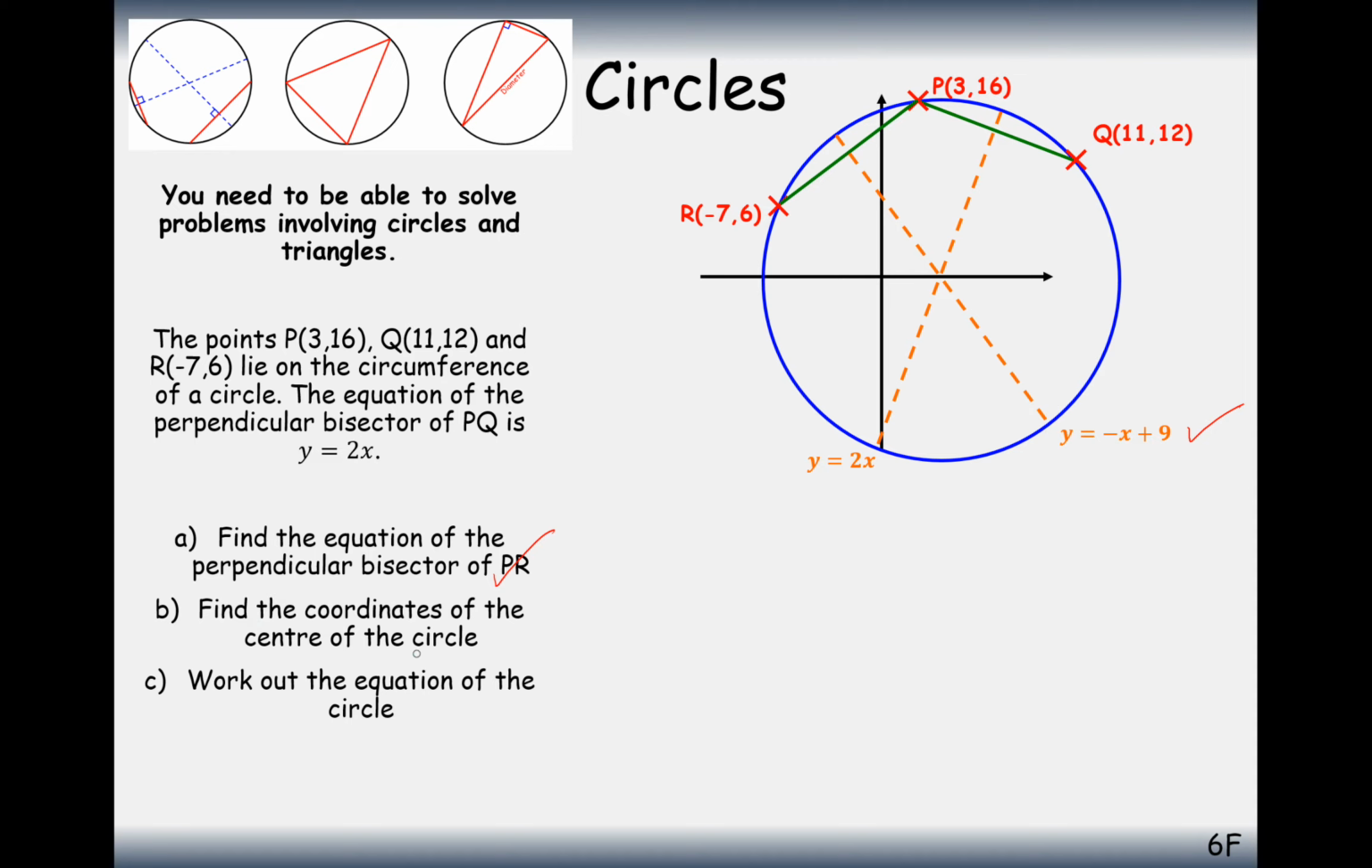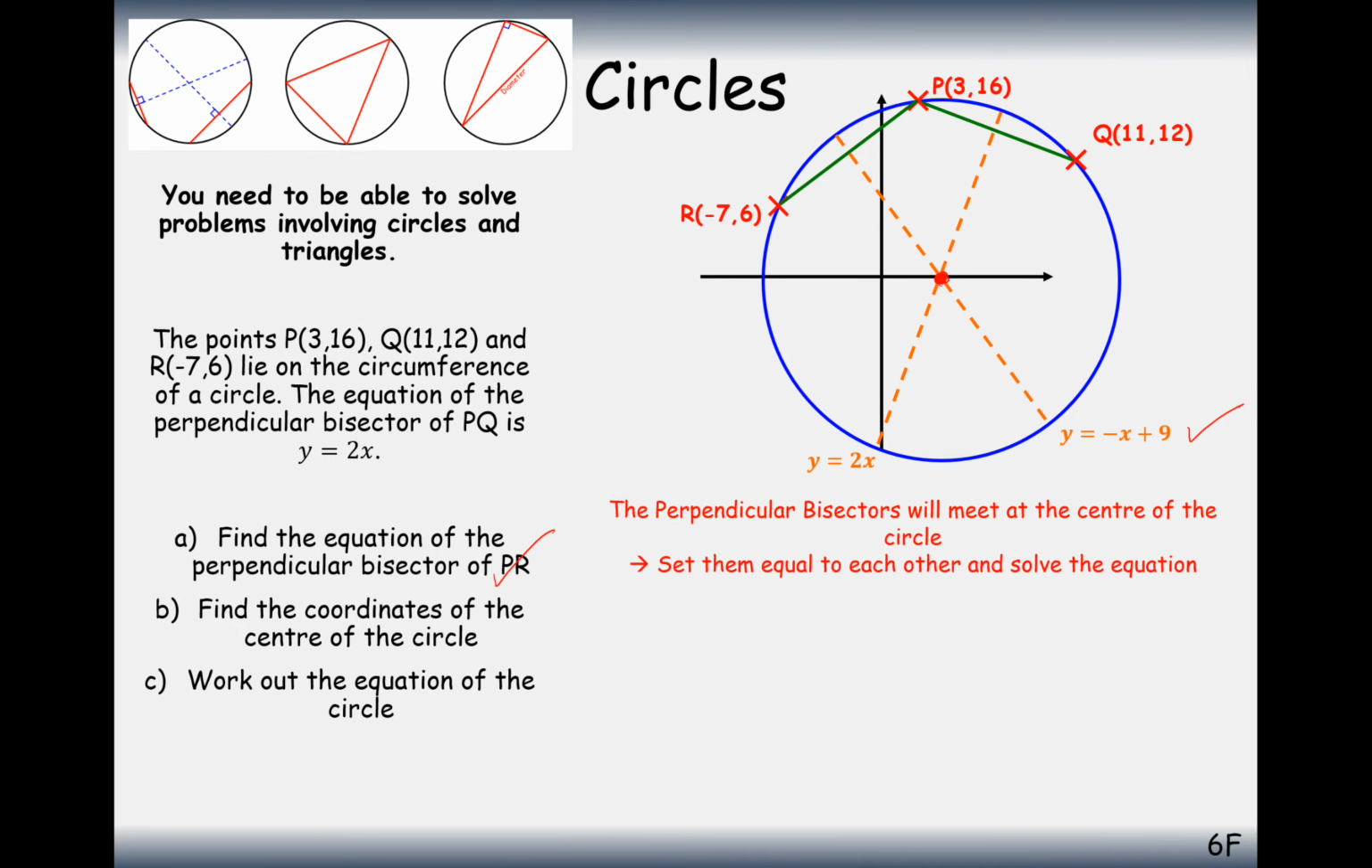Find the coordinate of the centre of the circle. So now what we're going to do is find the intersection of these two lines here and here. So we set the two equations equal to each other, work out the value of x, and then work out the value of y. So this is going to be at the coordinate 3, 6.